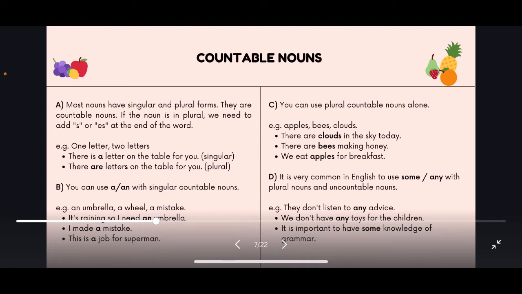And actually you can use plural countable nouns a lot, like apples, bees, clouds. For example, there are clouds in the sky today. There are bees making honey, and we eat apples for breakfast.